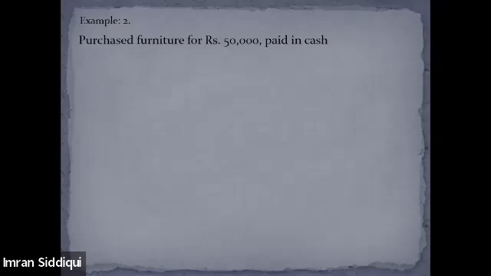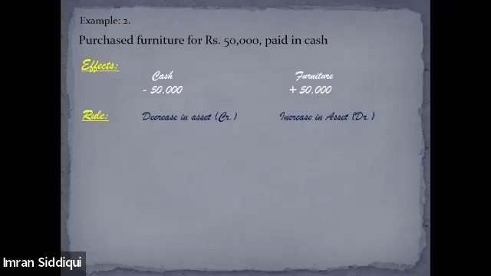Purchase furniture for rupees 50,000 paid in cash. First of all, we'll talk about the effect of this transaction. Because furniture has been purchased, it will affect the furniture and the amount of cash as well. Furniture is going to increase and cash will reduce. The rule regarding the modern accounting approach is that whenever there is a reduction in cash or in an asset, it needs to be credited, and an increase in asset needs to be debited. So the journal entry will be furniture account debit to cash account.